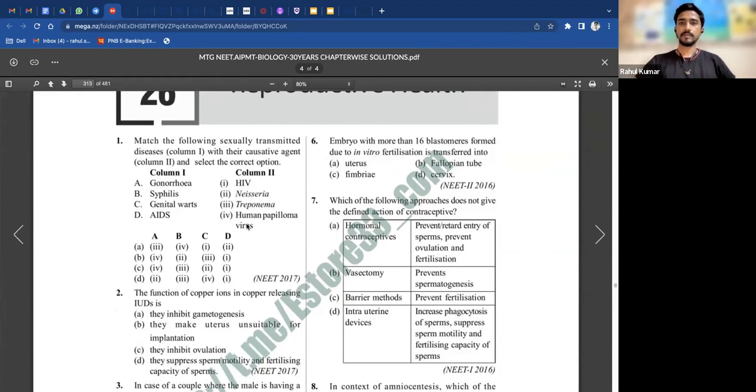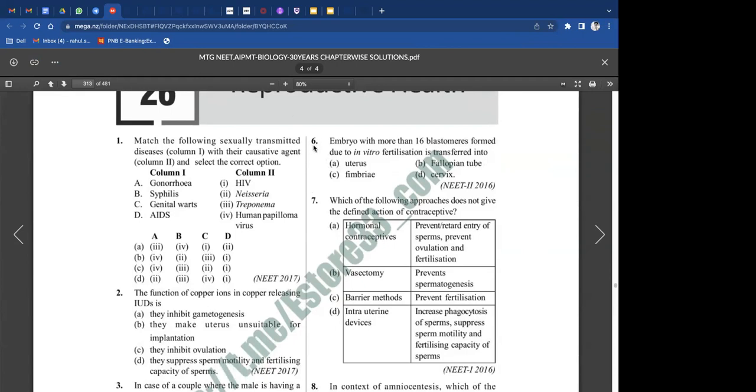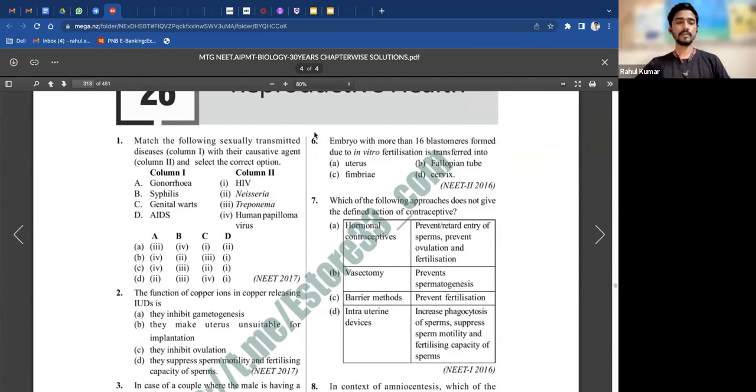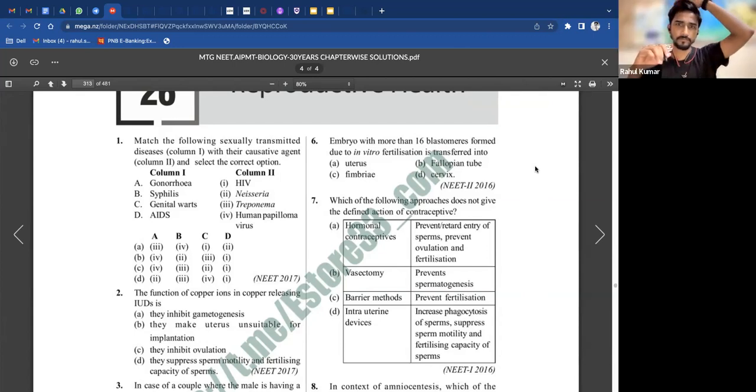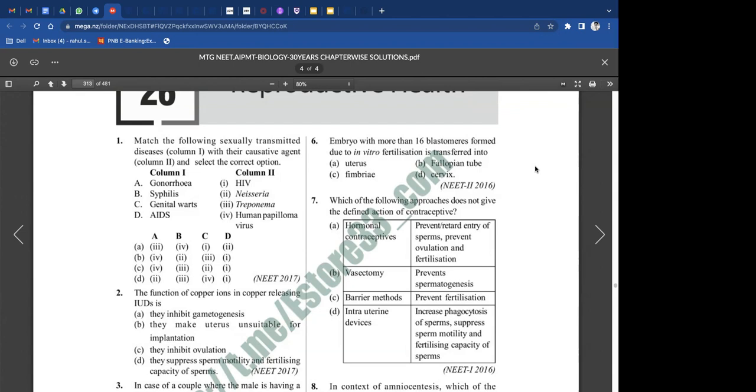Can you see question number 6? Yes. Please read question number 6 and tell me what you think is the answer. This was asked in 2016. Embryo with more than 16 blastomeres formed due to in vitro fertilization is transferred into... Where will you transfer that embryo? C and D are not the options. Uterus. Okay.